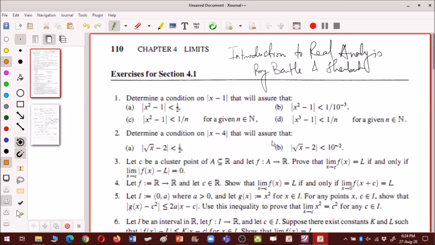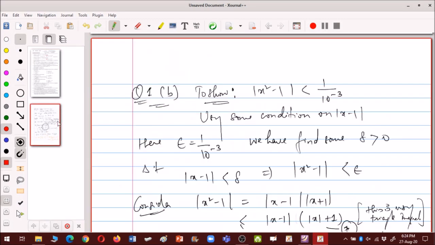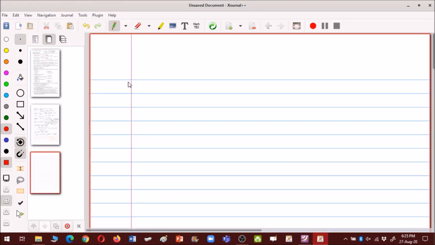So let me choose this question. First I took, let me also mark what questions I have done. So I have done this question. Now let us do this question. Fine. So I'm again taking the second part of this. So I want to add a new page. So this adds the new page. So in this page, I will solve question number 2 B part.